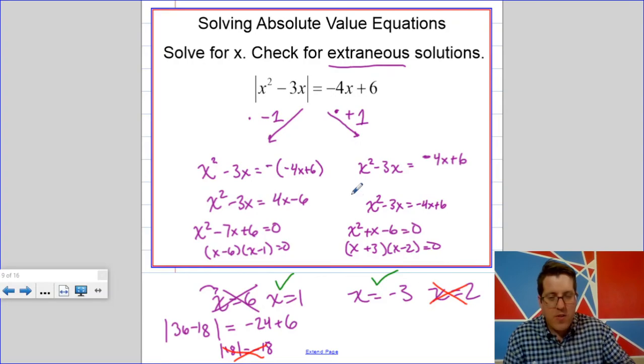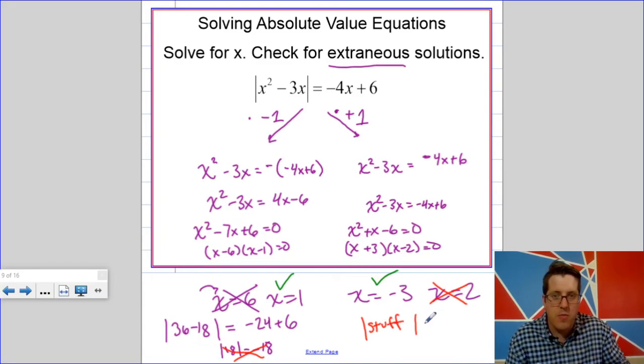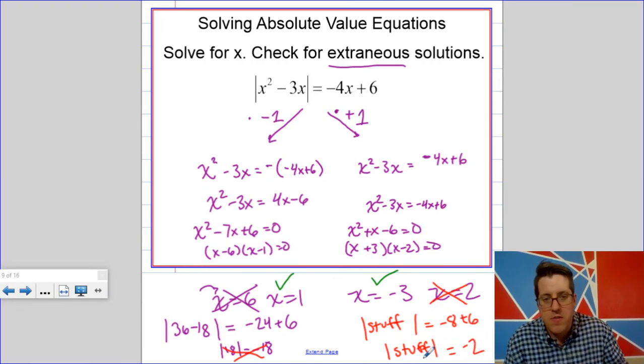And we can actually figure that out without even having to do anything to the left side of the original equation. So we can just say the absolute value of stuff, very technical mathematical term, equals -8 plus 6. Well, we know that the absolute value of stuff cannot be -2. This is impossible. So because the range of the absolute value function is from 0 to infinity, -2 doesn't work for that. All right.